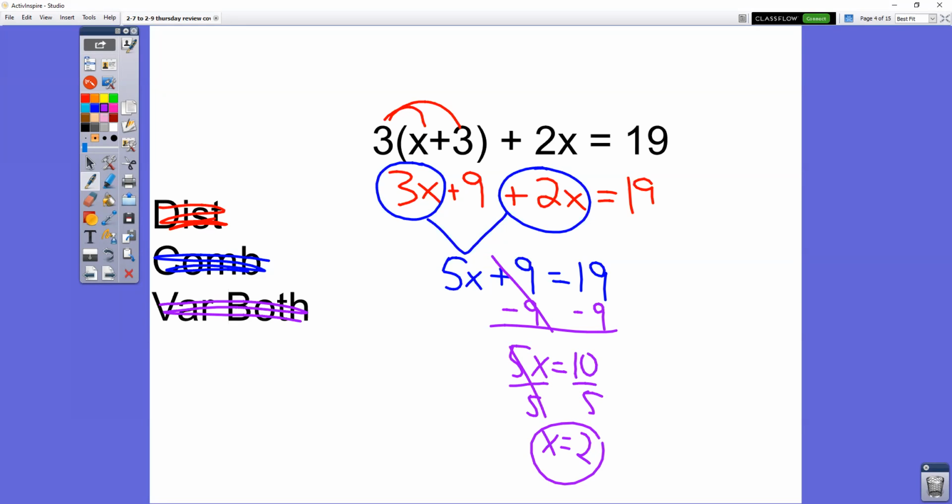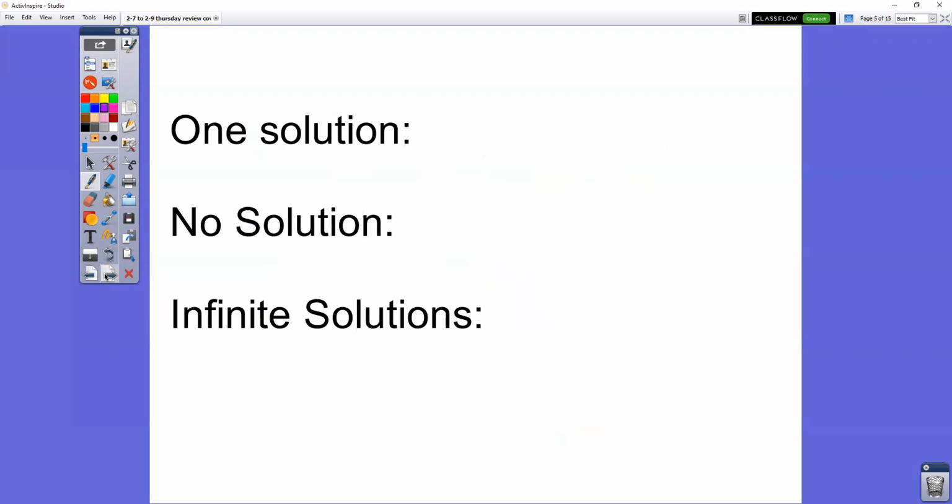All right. The next type of question that you're going to have on your quiz is when it's one, no, or infinite solutions. So remember, it's one solution if it's x equals a number. Doesn't matter what number it is. If you get x equals a number, that's one solution. No solution is when all of the letters cancel out and you're left with 2 different numbers on each side of the equal sign. 2 does not equal 3, so there is no solution. Again, all of your letters will cancel out. You'll just be left with 2 different numbers.